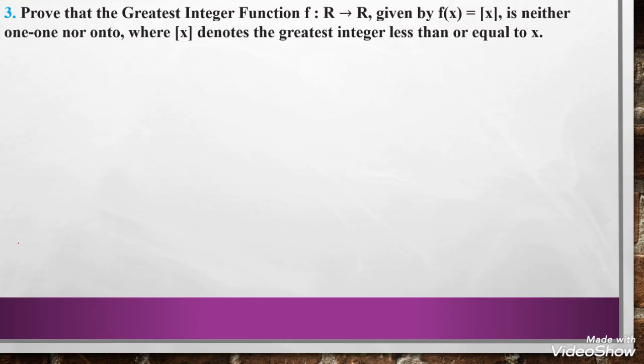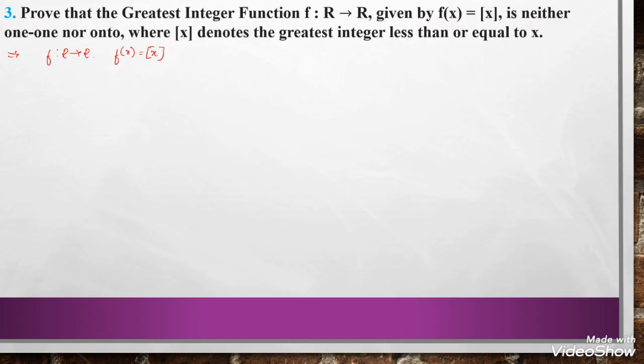Prove that the greatest integer function f from real numbers to real numbers given by f of x is equal to the greatest integer of x is neither one-one nor onto, where [x] denotes the greatest integer less than or equal to x. That is, we have to check for the greatest integer function. Now let us consider the given function f from real numbers to real numbers, f of x is equal to the greatest integer of x.